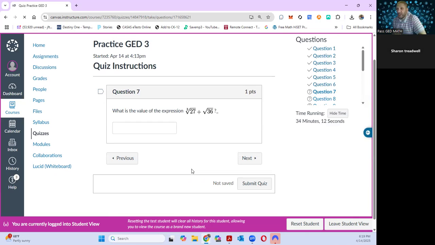What is the value of the expression the cube root of 27 plus the square root of 36? Okay. Four.